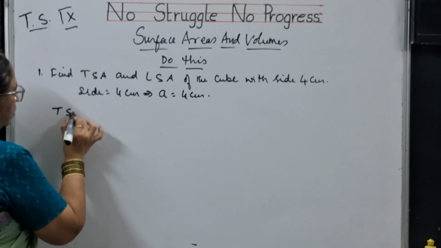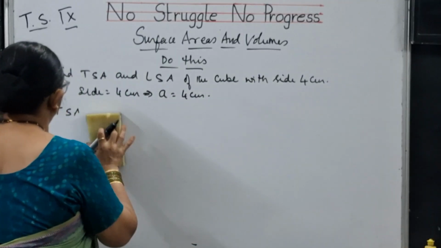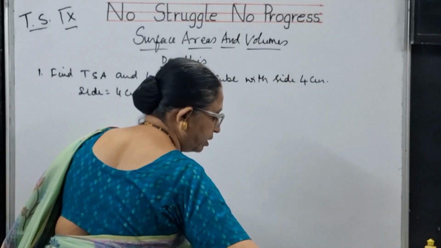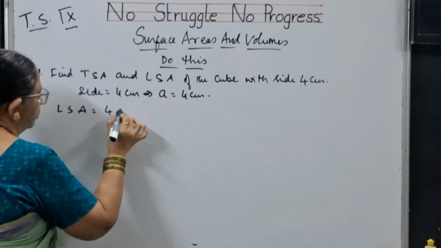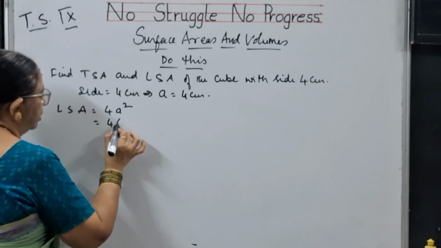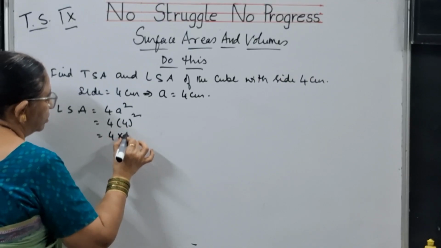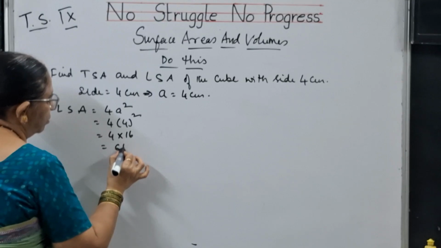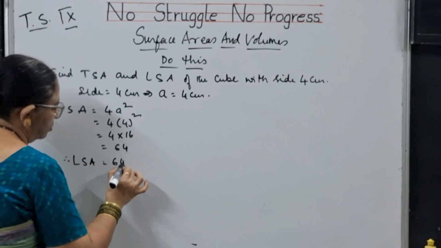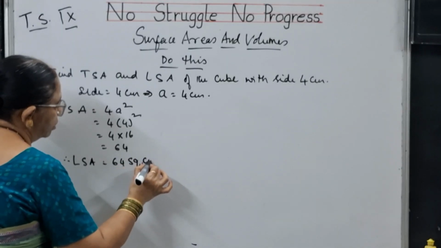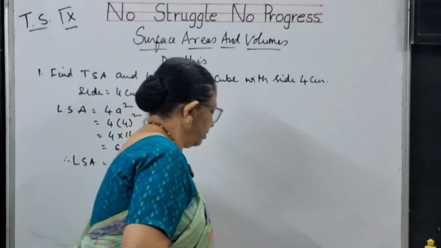So, what is the total surface area? First, we will talk about the lateral surface area, then we will talk about the total surface area. So, what is the lateral surface area? 4a square, 4 into 4 square, 4 into 16, 64. Therefore, the lateral surface area is equal to 64 square centimeters. This is the answer for the lateral surface area.